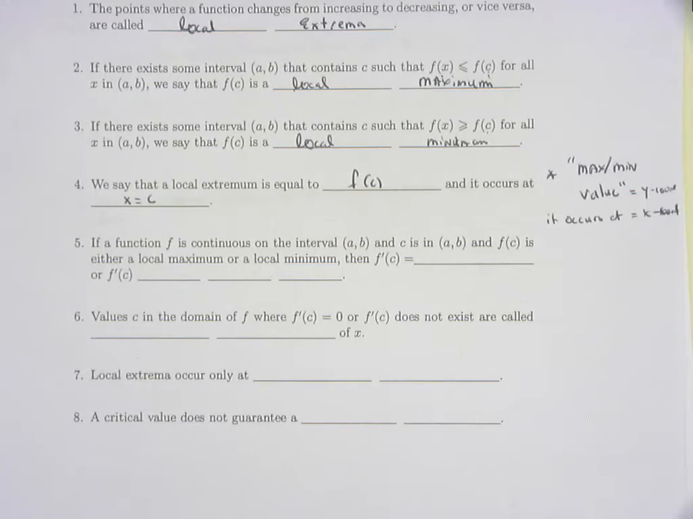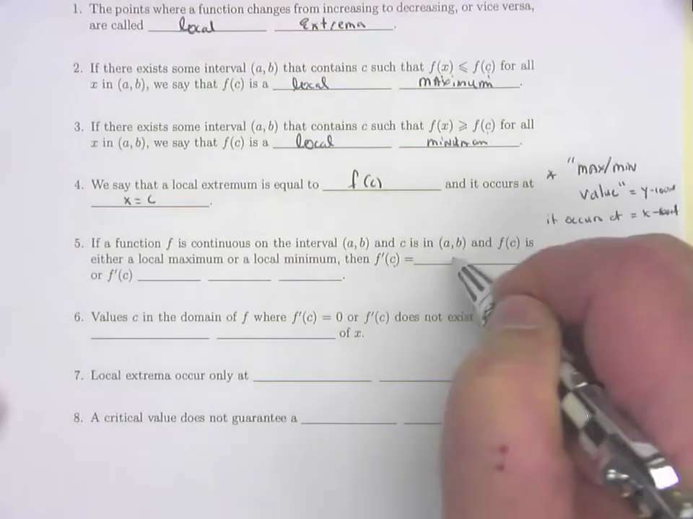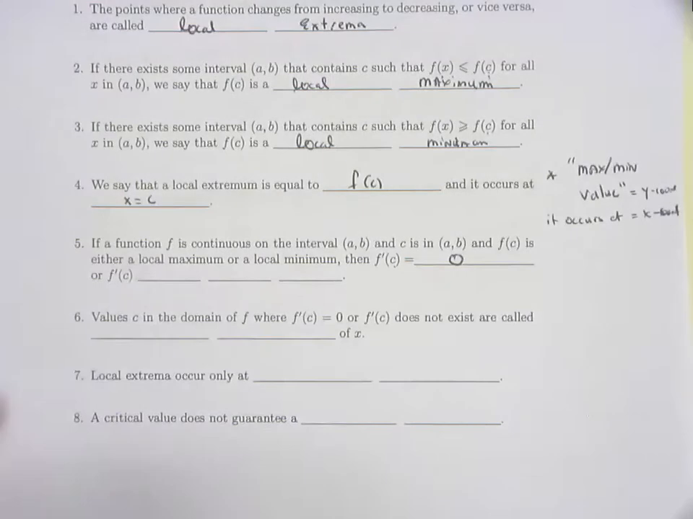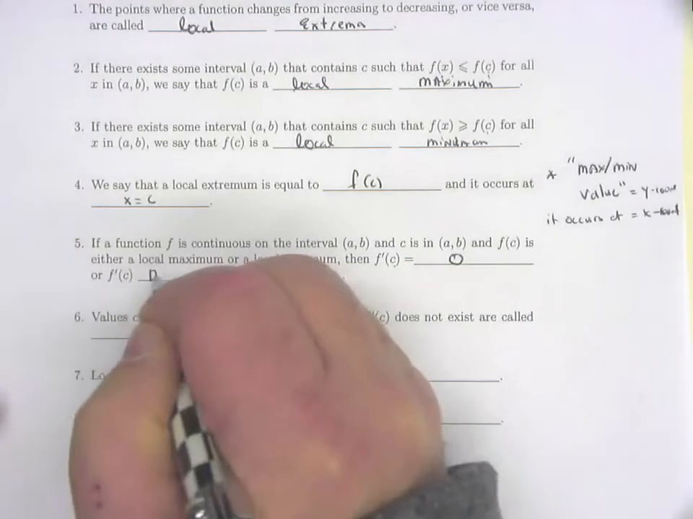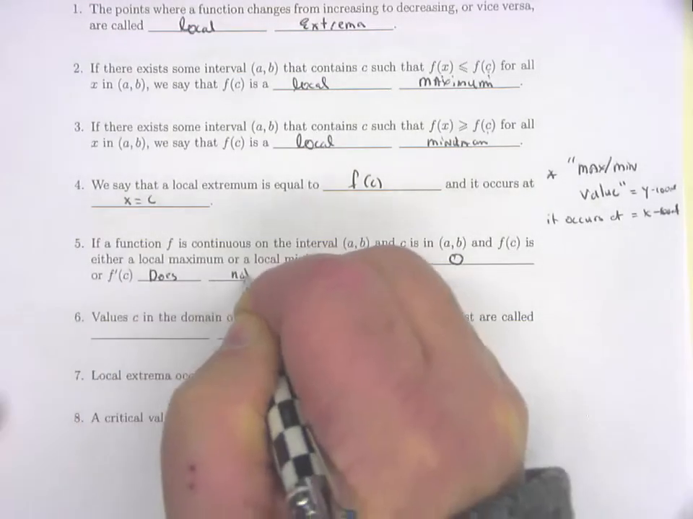5. If a function, f, is continuous on the interval between a and b, and c is in the interval between a and b, and f of c is either a local maximum or a local minimum, then f prime of c equals what, or f prime of c what? So how do you find a critical point? There's two ways to find a critical point. It's where the derivative is equal to what? 0, and where the derivative does not exist.